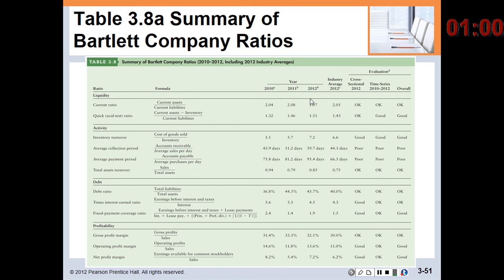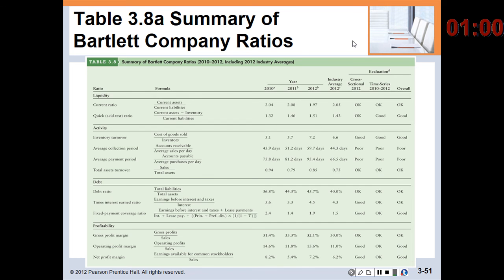12, 13, 14, and 15, I believe. Yeah, that's what it's listed as. You've got industry averages. So what you can do is a cross-sectional analysis: you can compare your company's ratio with an industry average. You can do a time series, so you can tell if the ratio is improving or getting worse. And then you've got some comments here in terms of, is the ratio good? Is it okay? Is it bad? That type of thing.